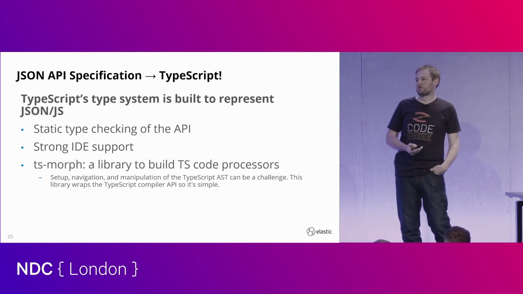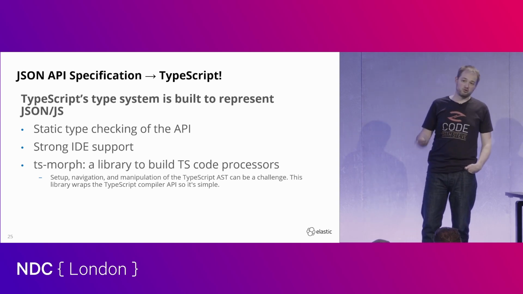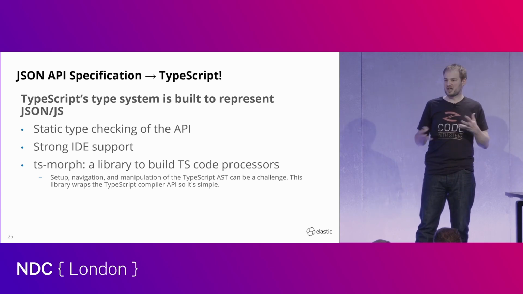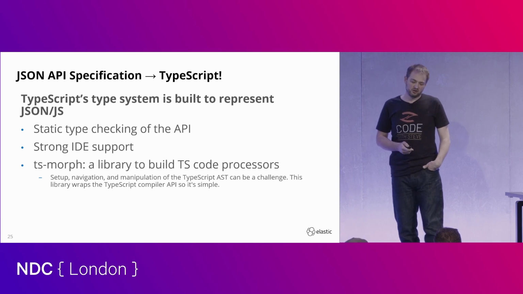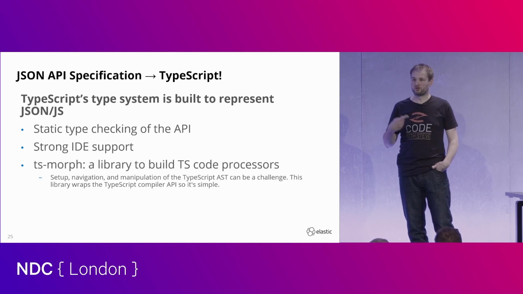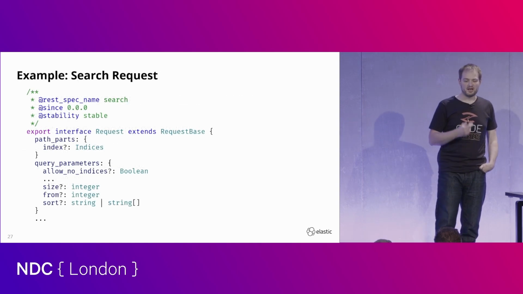It's a type system built to represent JSON and JavaScript. We have strong IDE support for working with it. Across all the developers, no one was against using it in different languages. And it has its own compiler APIs that you can hook into with libraries like ts-morph to do some clever stuff that we'll talk about later.